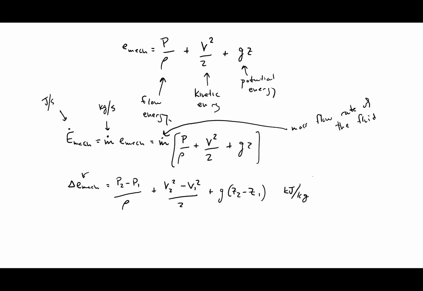And just to specify, this is only valid for incompressible flow. And what that means is that your density is constant. So if your density changes, you're going to need to find a relationship between your pressure and your density.